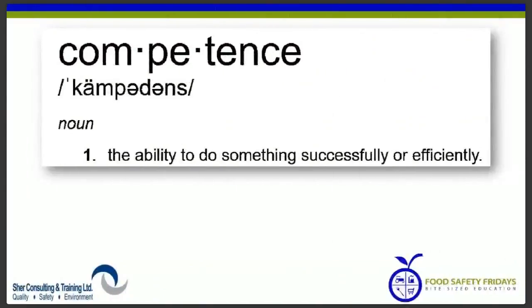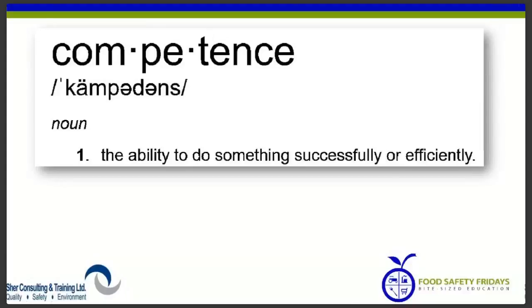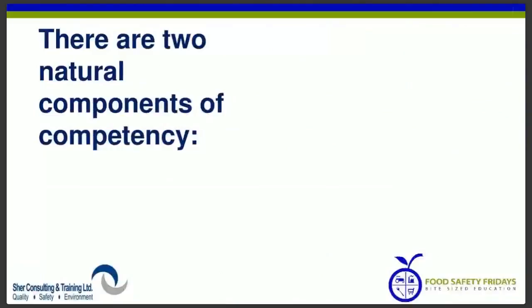I looked up competence in the dictionary, and competence is the ability to do something successfully or efficiently. So competence talks about the ability to do something, the ability. We have to remember that. Now, when we look at competence as something that we want to deliver, that we want to ensure, then we have to understand what exactly competence is. And we identify that there are two natural components of any competency. The first one is basic knowledge.